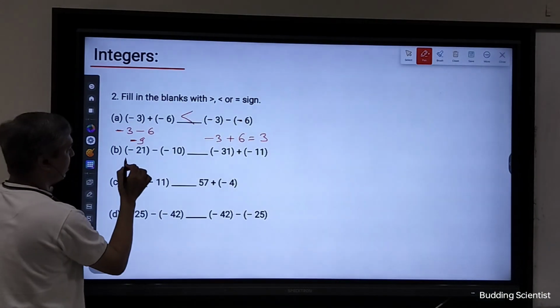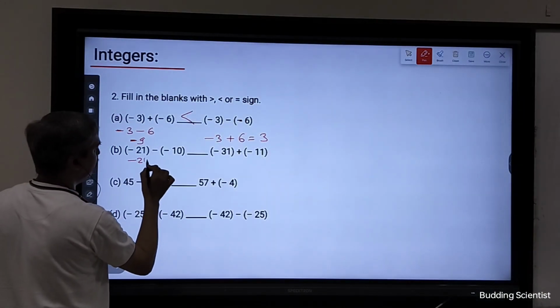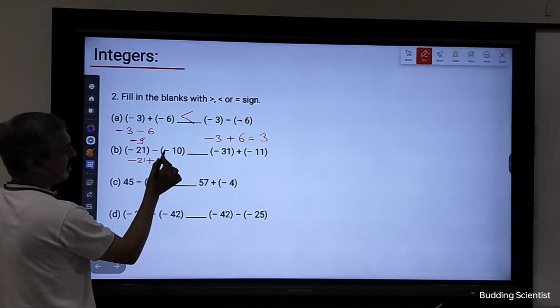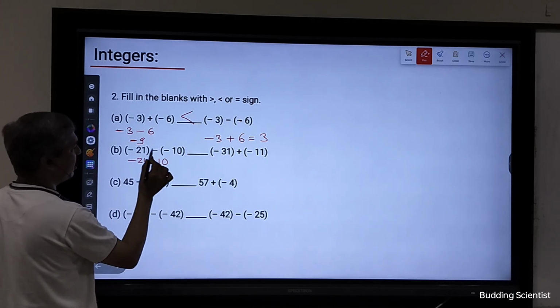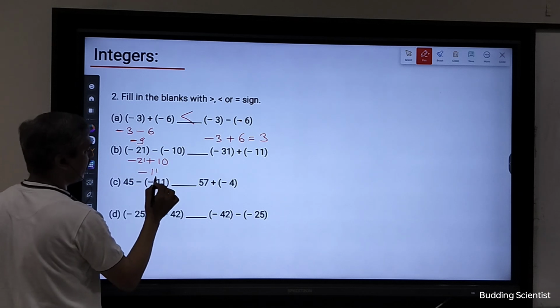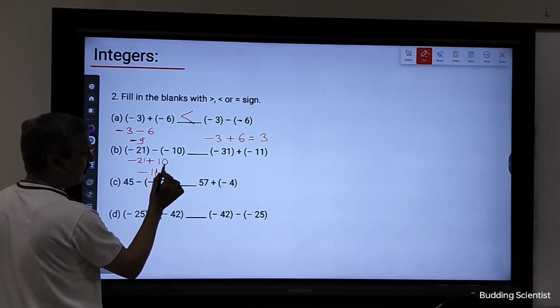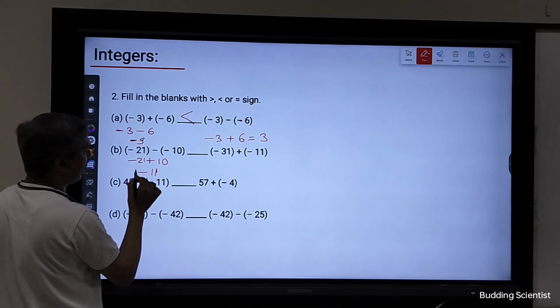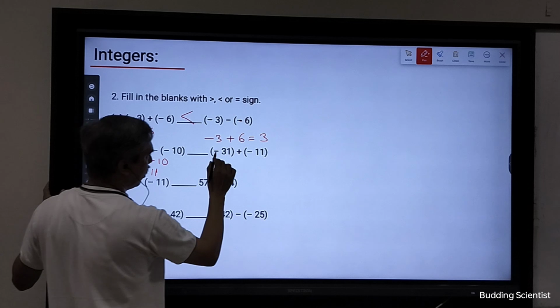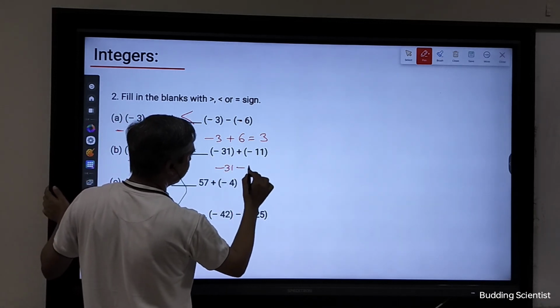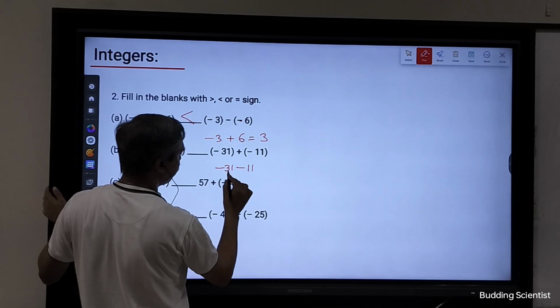Let's solve this. Minus 21 plus 10. Minus minus becomes plus. Minus 21 plus 10 is equal to minus 11. Why? 21 is the bigger number. From that, the smaller number is subtracted. The answer is 11, and the sign of the bigger number is continued. Same here. Minus 31 plus minus is minus 11. And that becomes minus 31.